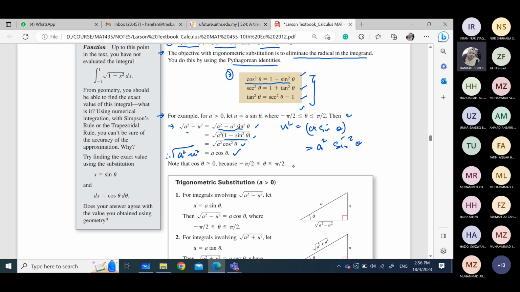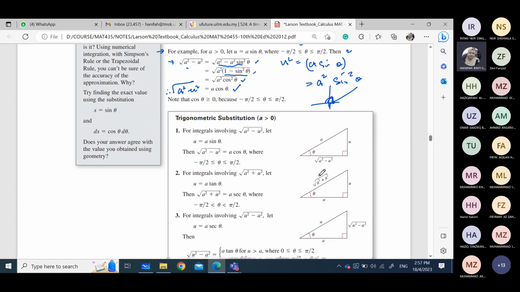Maknanya dia punya sudut negative pi over 2. Yang mana? Negative pi over 2. Pi over 2 is 90 degrees. Okay, yang ini dia daripada sini ke sini, daripada negatif pi over 2 to pi over 2. Begitulah, lebih kurang. Alright, so ini ada 3 substitution.